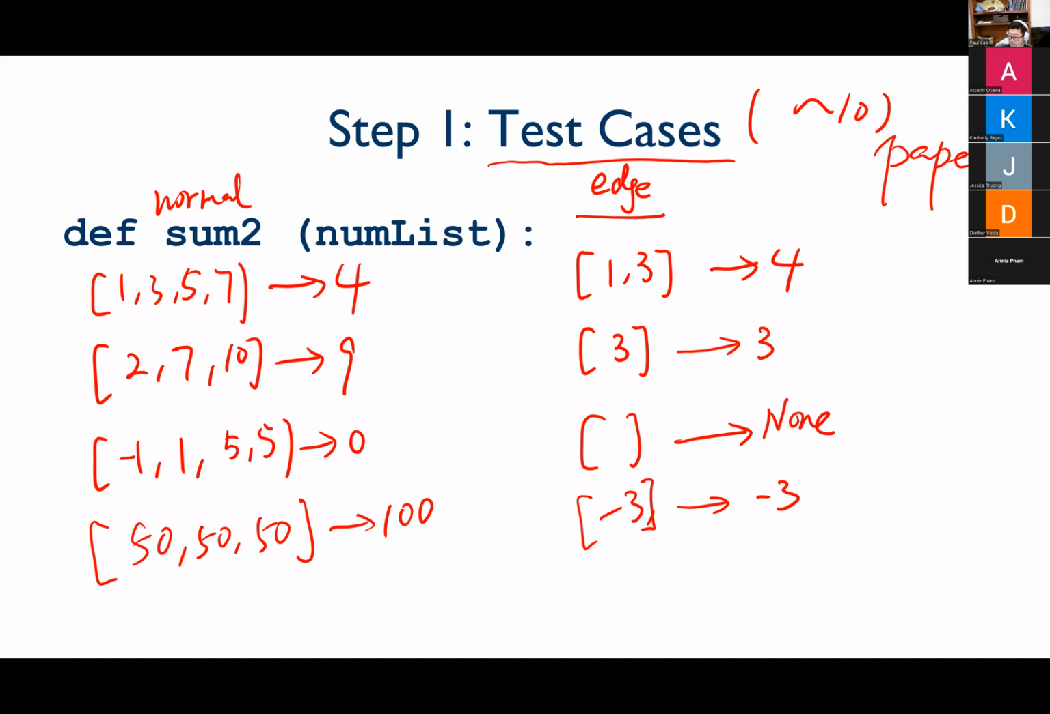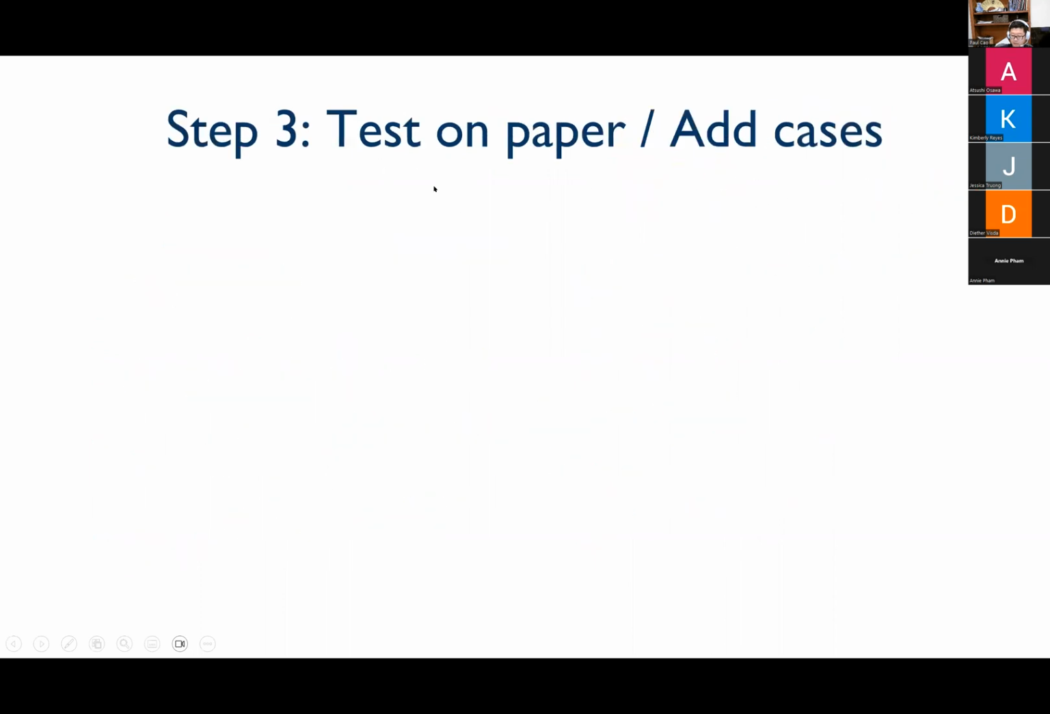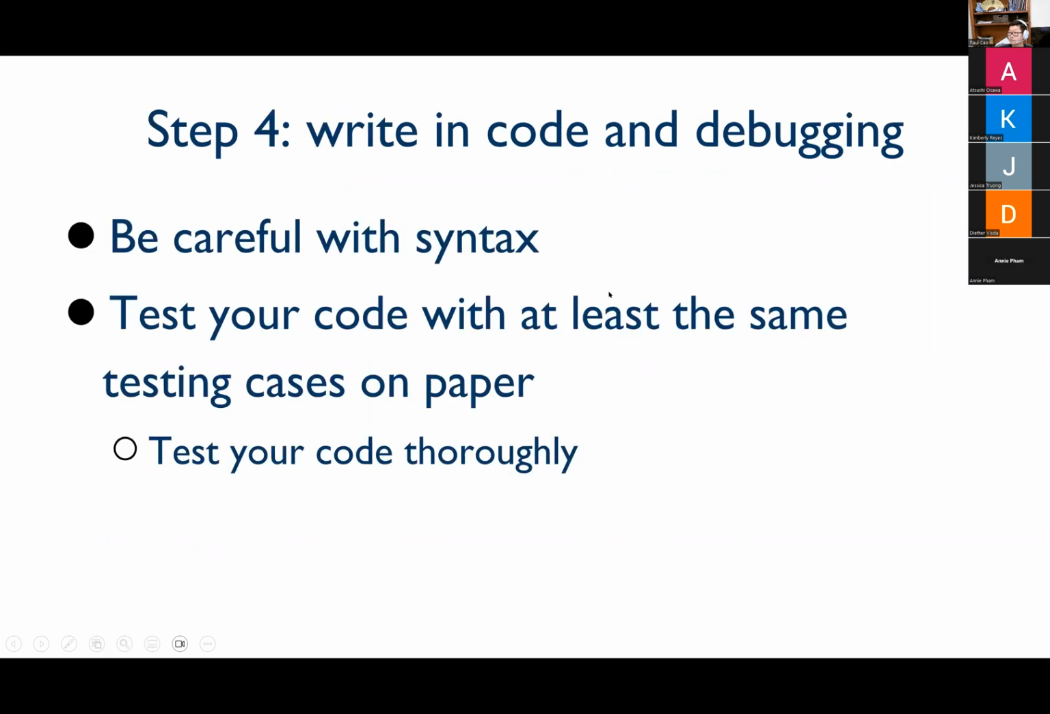So let's look at step number 3. Step number 1 is test case. Step number 2 is design on paper. And this part is to test on paper. We already did it. Okay. Step number 4 is you start to write the code.